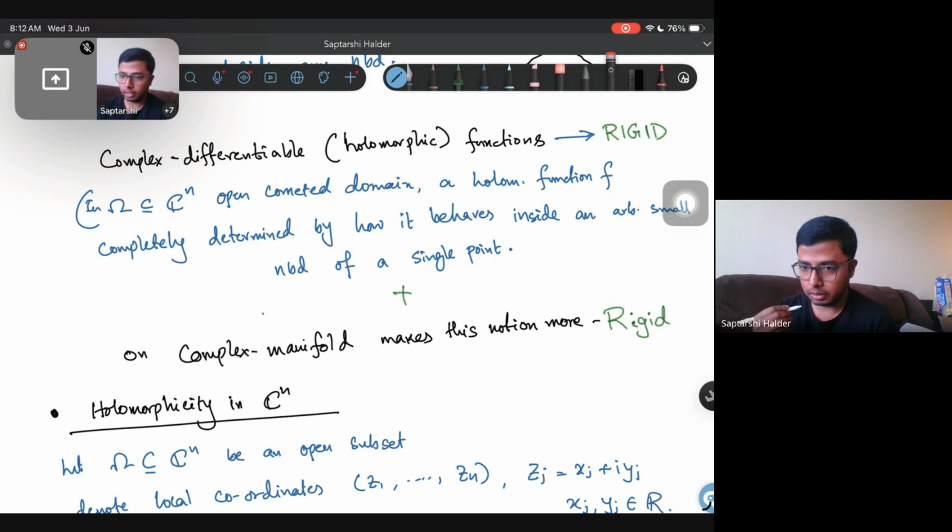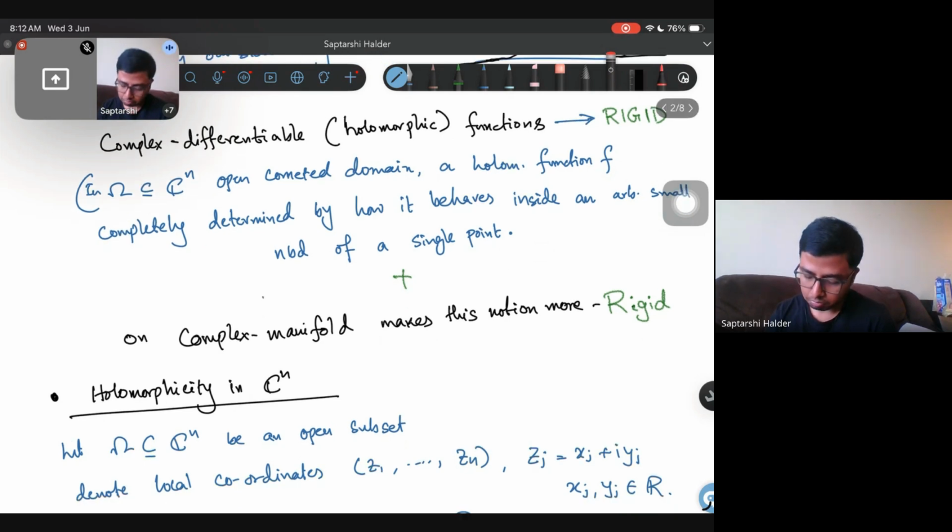In smooth functions on real manifolds, if we have a function, we just multiply it with the C infinity bump function or the partition of unity, and we can extend it globally. But here we can't. In that sense, the complex manifold makes this notion more rigid, since the underlying manifold is a complex manifold. I will explain what that is.